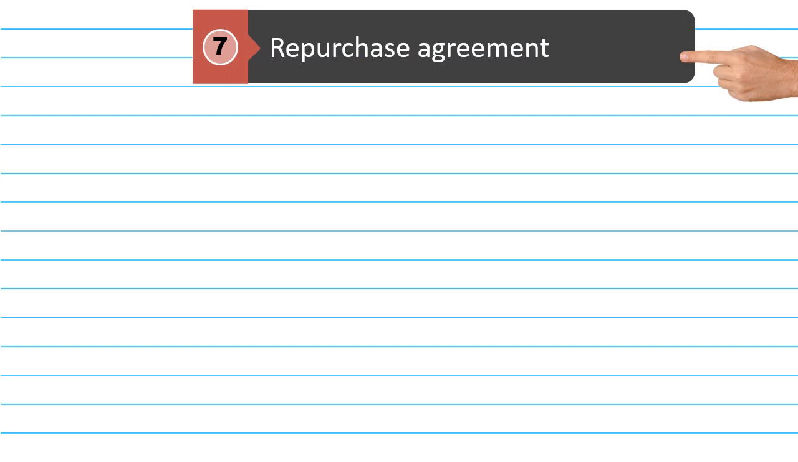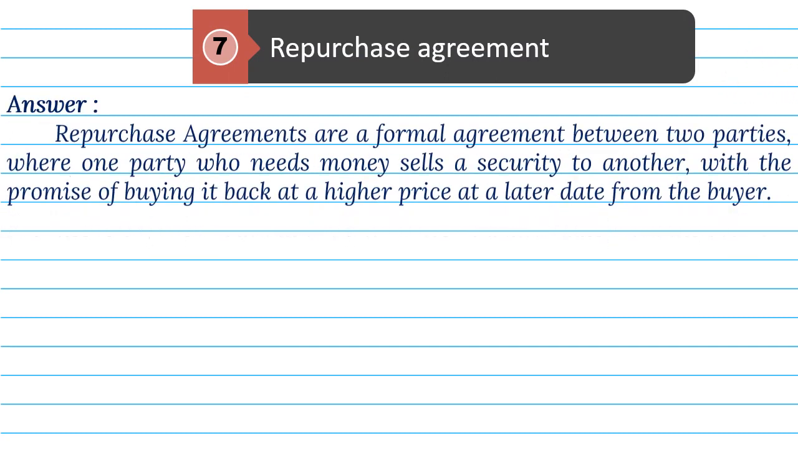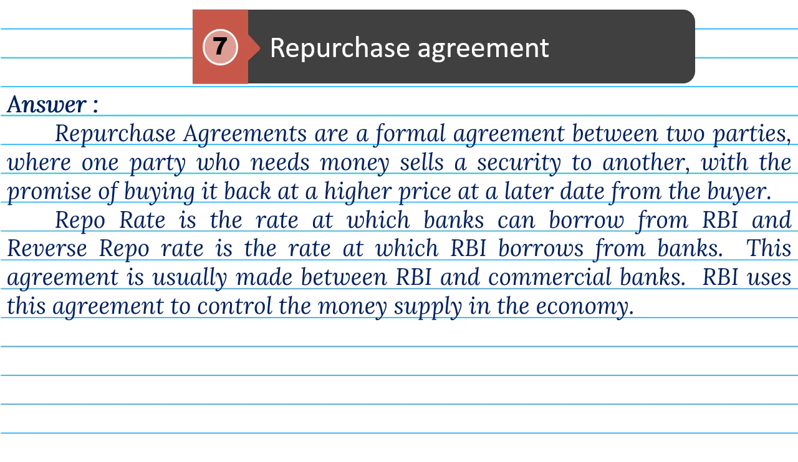7. Repurchase agreement. Answer. Repurchase agreements are a formal agreement between two parties where one party, who needs money, sells a security to another with the promise of buying it back at a higher price at a later date from the buyer. Repo rate is the rate at which banks can borrow from RBI, and reverse repo rate is the rate at which RBI borrows from banks.